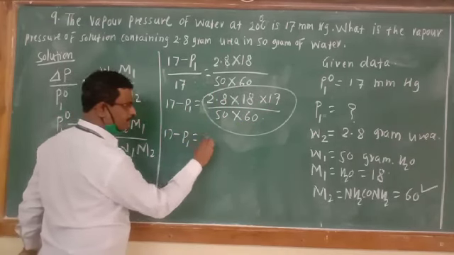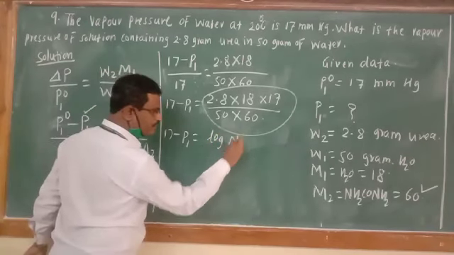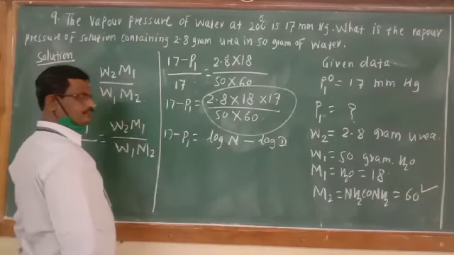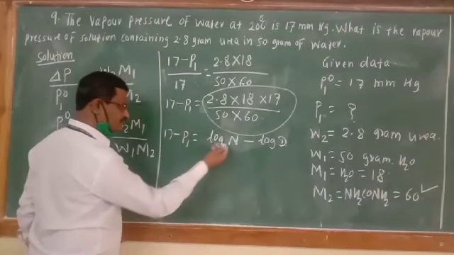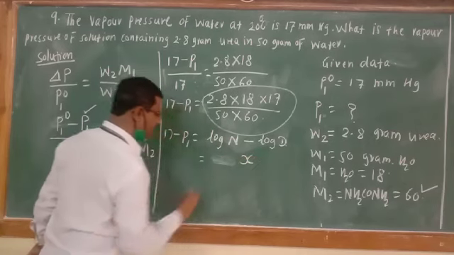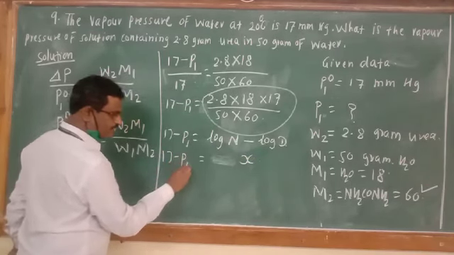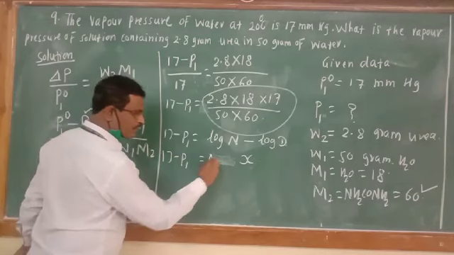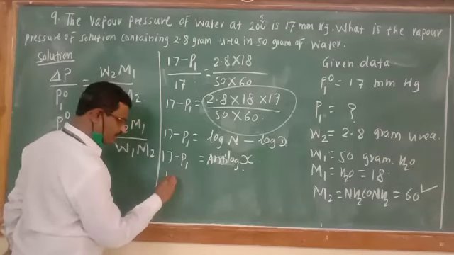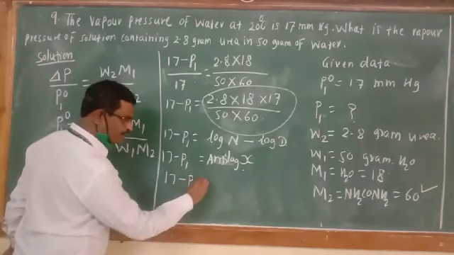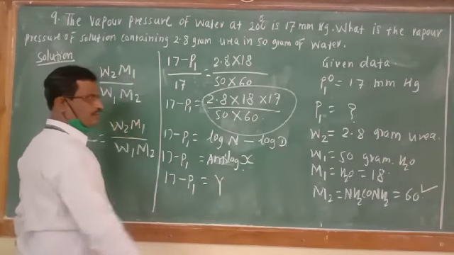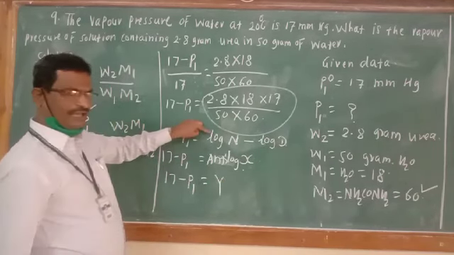17 minus P1 will be equal to log of numerator minus log of denominator. And then finally, suppose this answer comes equal to x, 17 minus P1 will be equal to the antilog of x. Therefore, 17 minus P1 will be equal to, suppose, final answer y.